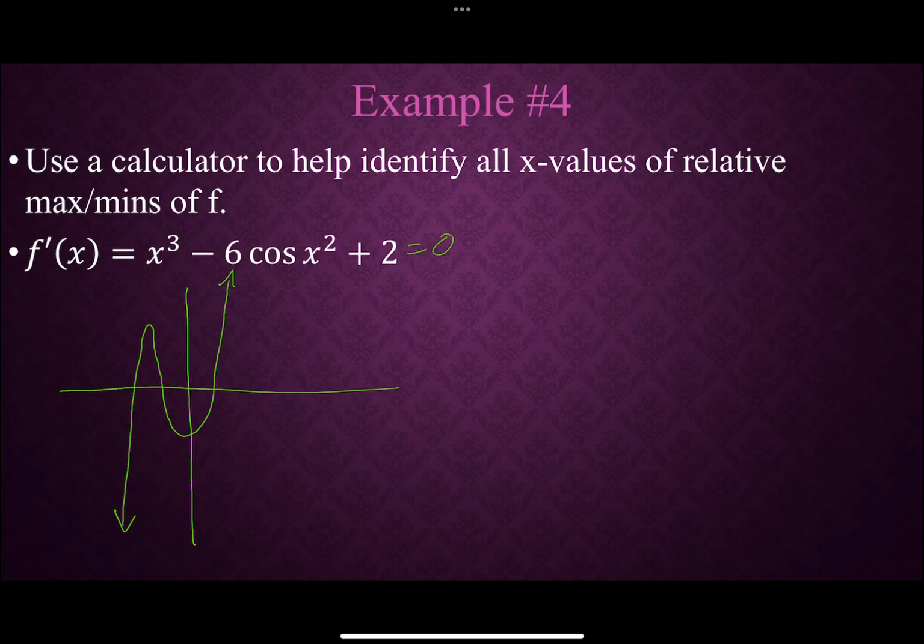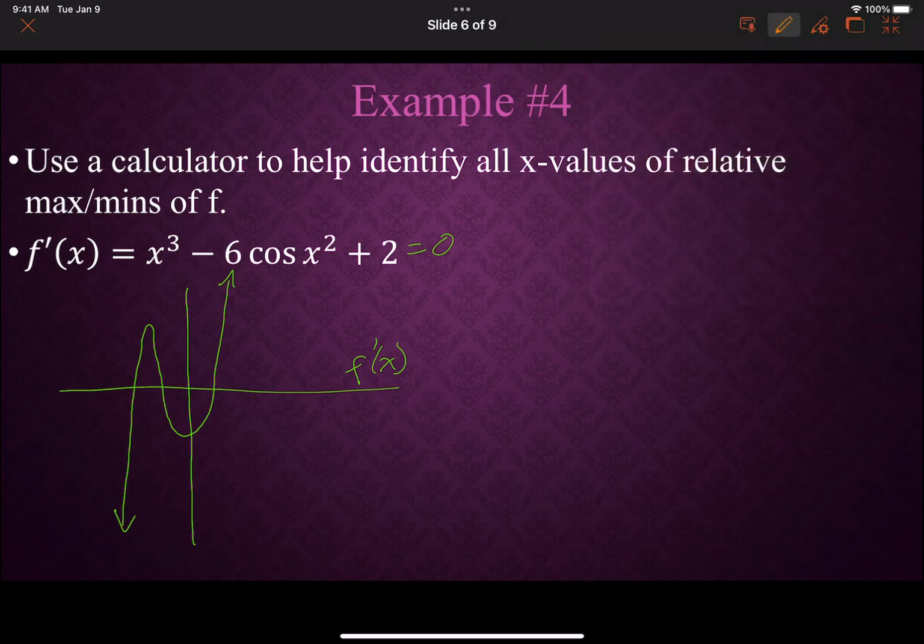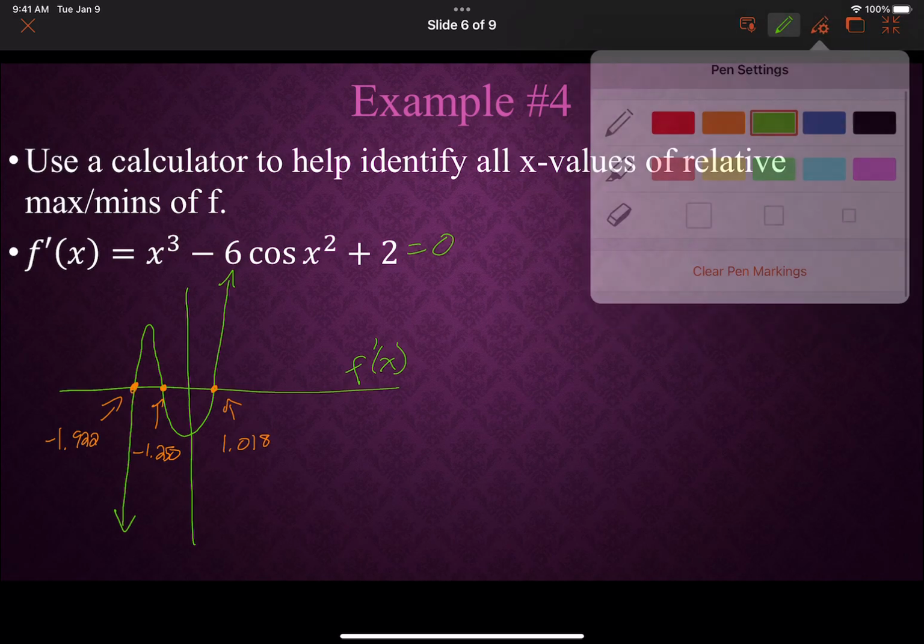And this is, again, the graph of f prime of x, which means these 3 locations are your critical points. And those 3 locations are going to be, let's see, this first one, when you do your second trace calculate to 0, is negative 1.922. The middle one here is negative 1.250. And this last one here is a positive 1.018. So we take a look at our interval chart.